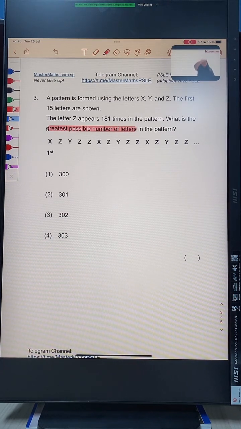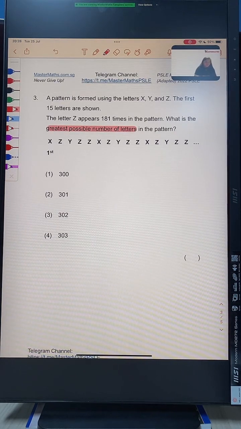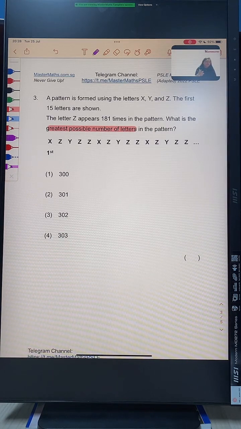Those of you who have gotten number 4, excellent job. Very good. For those of you who are still trying, don't worry. Let me give you a hint, alright? The first thing that you want to do whenever you're looking at a patterns question is to identify the pattern, okay? Identify the pattern that repeats itself.